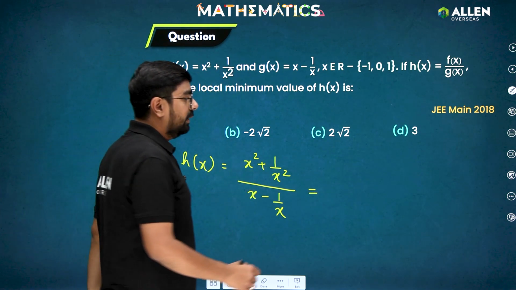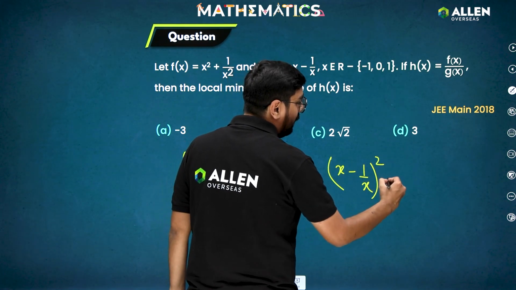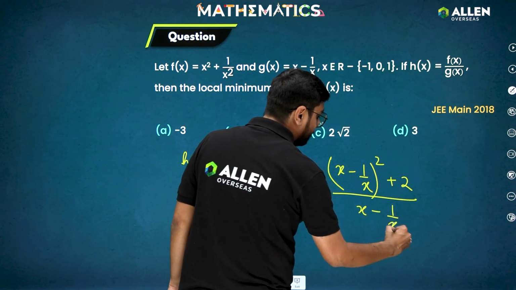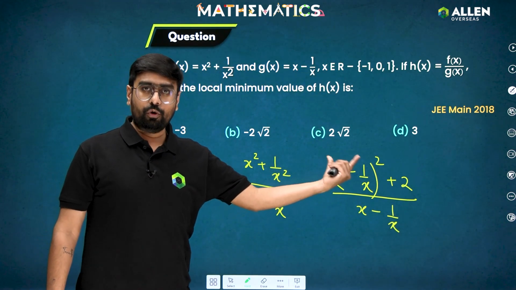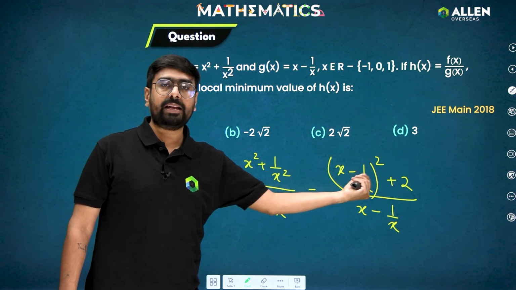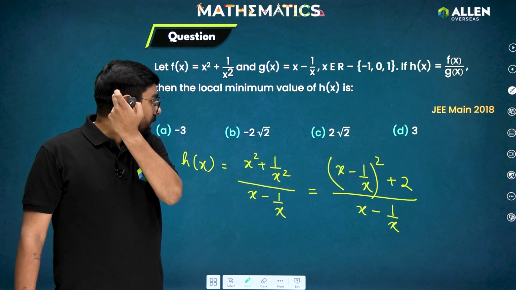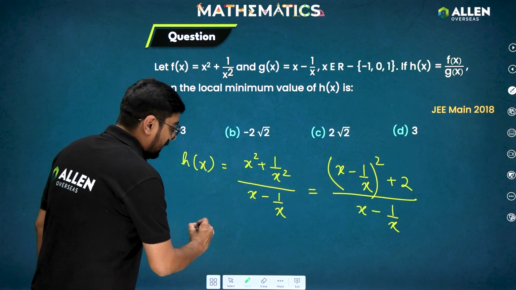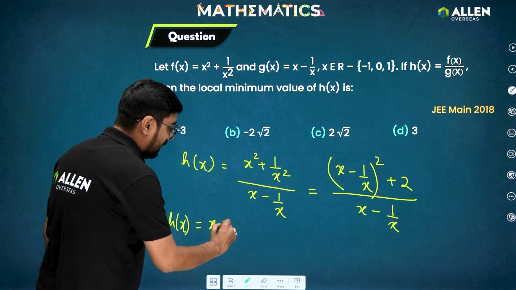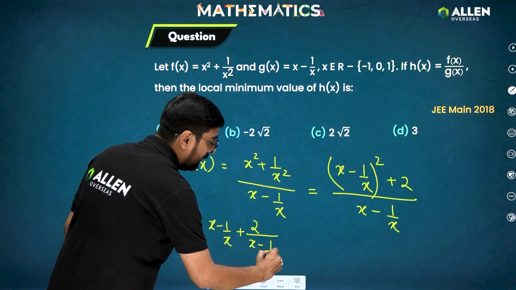If I look at the numerator, it can be written like this: x minus 1 by x whole square plus 2, divided by x minus 1 by x. x minus 1 by x whole square is x square plus 1 by x square minus 2 into x into 1 by x, that means minus 2. Minus 2 plus 2 will be balanced and the numerators are the same, right? Now I can write my h of x as x minus 1 by x plus 2 upon x minus 1 by x.